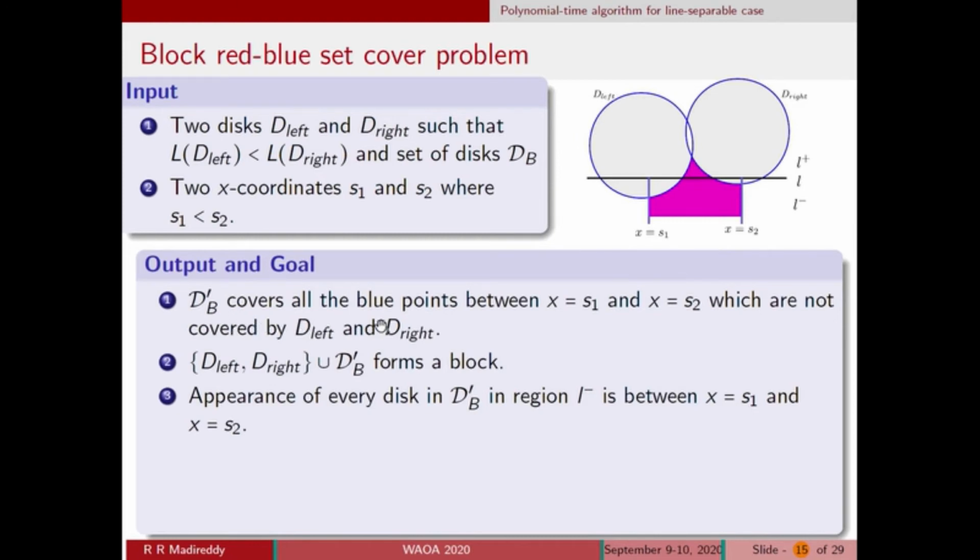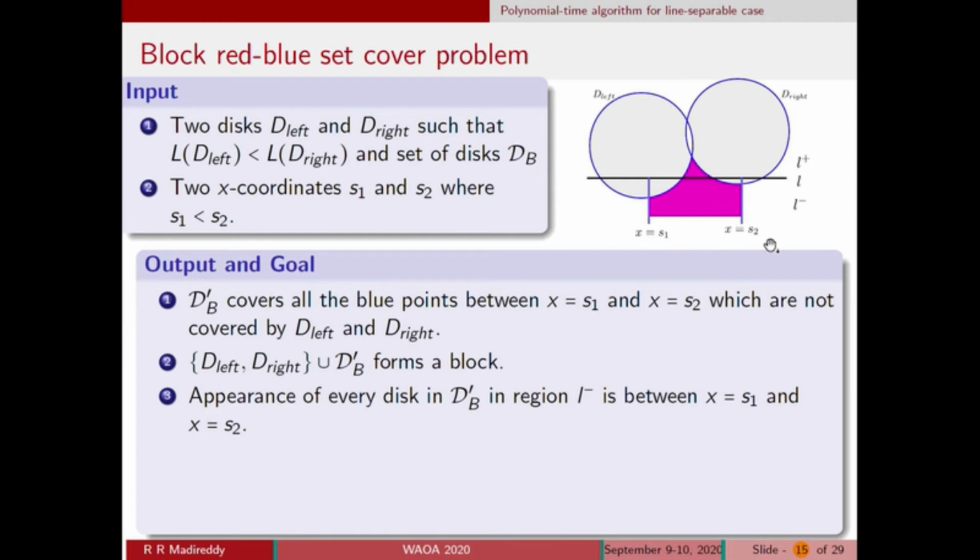We need to find a set D prime which covers all blue points between x equals s1 and x equals s2 which are not already covered by D left and D right. Second, D left, D right union D prime is the solution of the block, so the union of all these disks should form a block. Third, the appearance of every disk in D prime in region L minus is between x equals s1 and x equals s2.